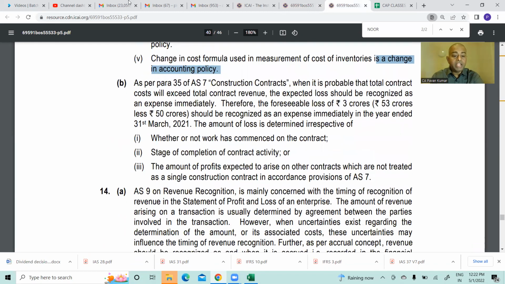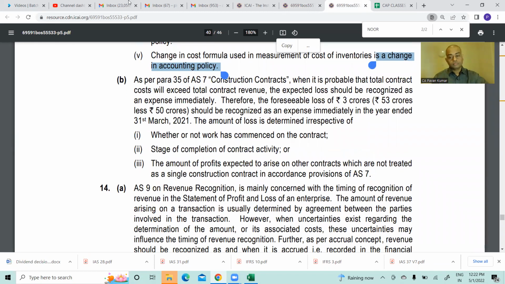So read this 13B answer. As per para 35 of AS 7 Construction Contracts, when it is probable that the total contract costs will exceed total contract revenue, the expected loss should be recognized as an expense immediately. Therefore, the foreseeable loss of rupees 3 crores, 53 crores less 50 crores, should be recognized as an expense immediately in the year ended 31st March 2021.